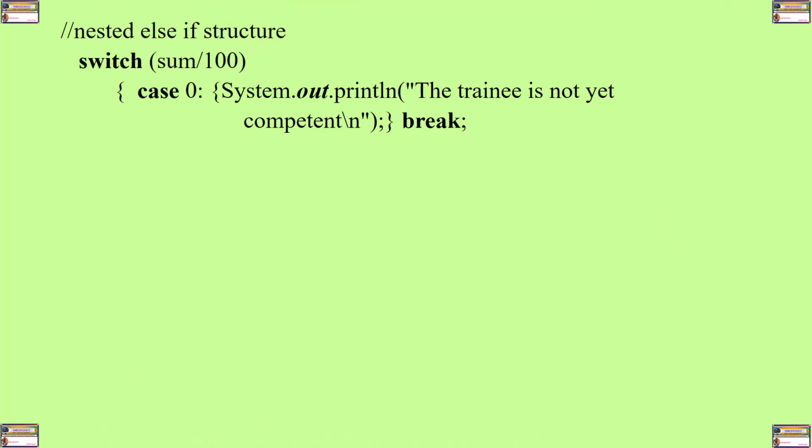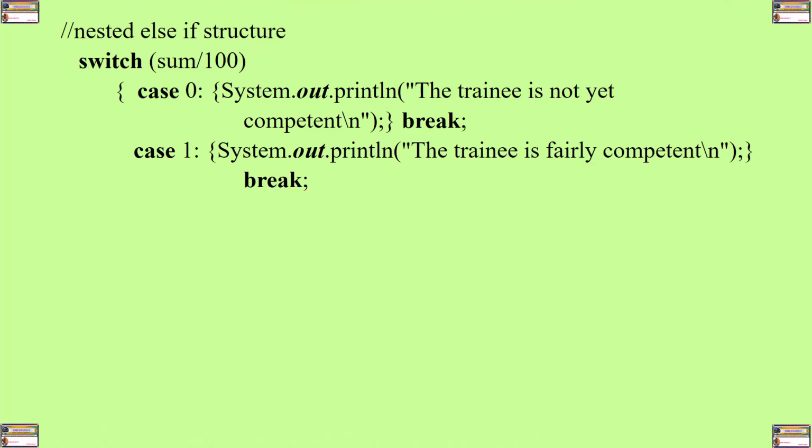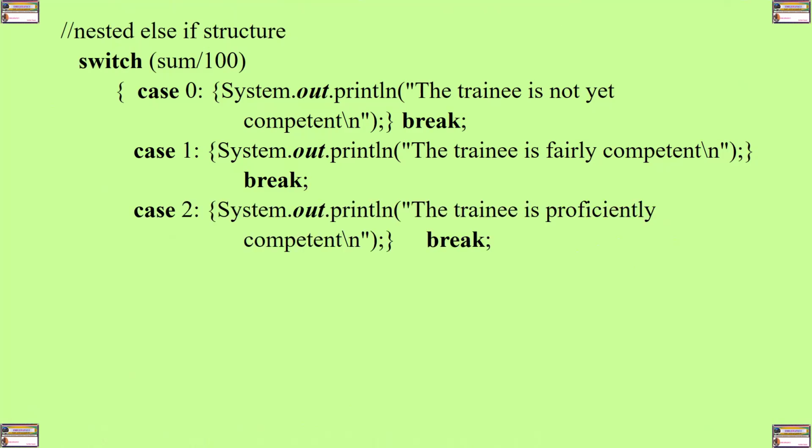Otherwise, if it does not result in 0, it will check if the value generated is 1. If it is 1, the message will be displayed that the trainee is fairly competent, and the processor will exit from the structure. If it generates the value 2, it will display the message that the trainee is proficiently competent and come out of the structure.